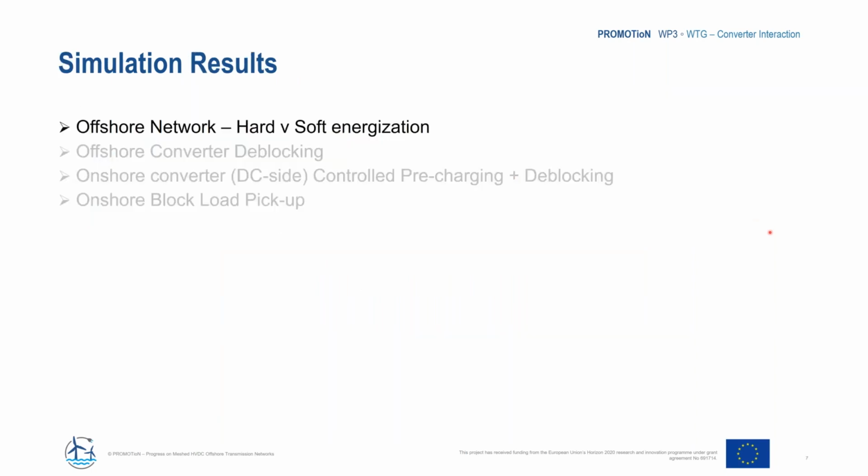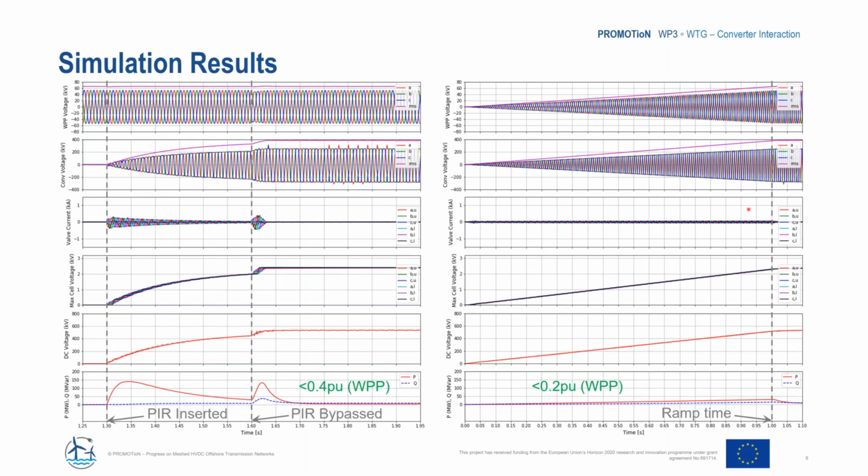Now I'll show you the results for the different energization sequences. Starting with the offshore circuit, on the left is the hard switching case, as is clear from the wind turbine voltages that are 1 per unit from the start. And on the right, you see a soft start case in which the wind turbine voltages are ramped up slowly from 0 to 1 per unit.